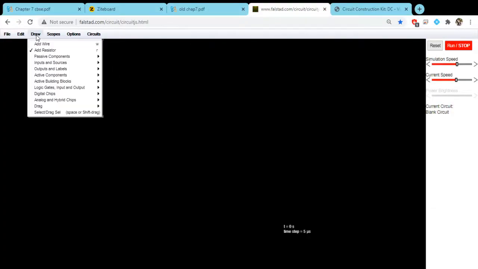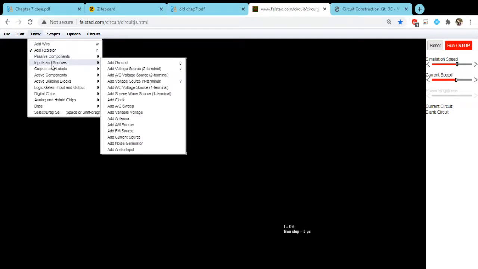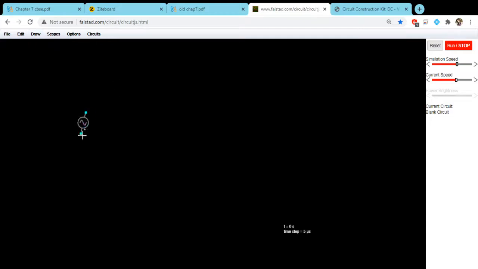Here I make you a simple circuit to understand how it looks like. So this will be our AC voltage source. Can you imagine? So you see the sign. So this implies the AC voltage source.